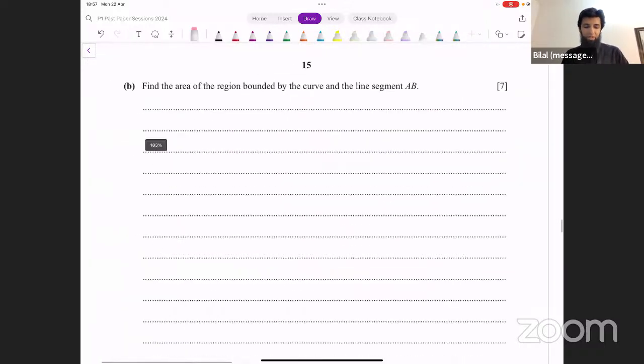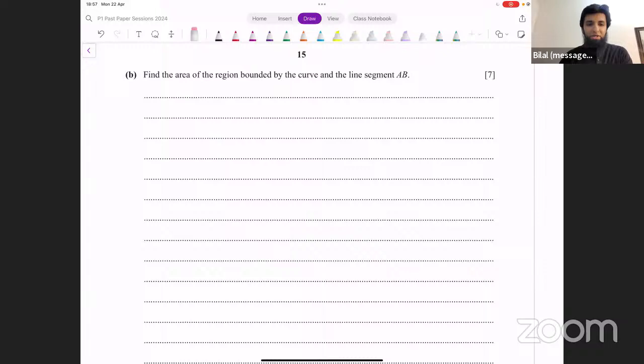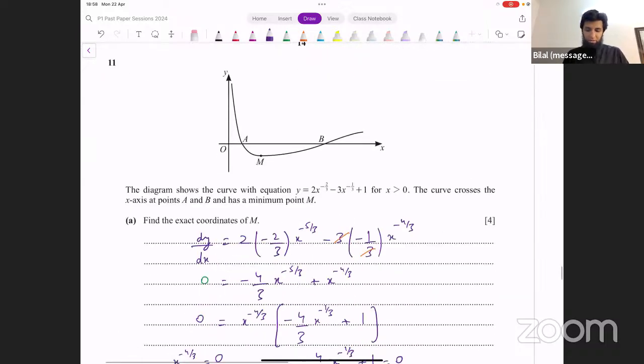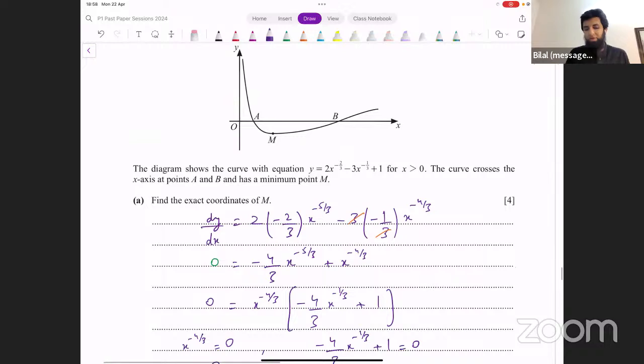Now let's look at the second part. It says find the area of the shaded region bounded by the curve and the line segment AB. So basically, we're looking for this area. How do you describe this area? This is the area between the curve and the x-axis.